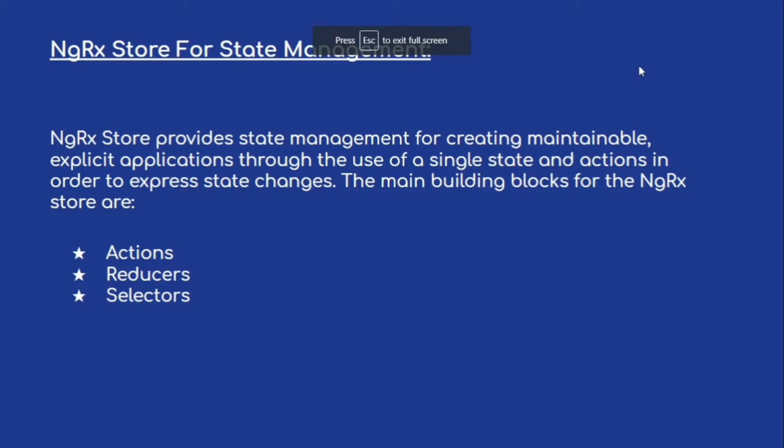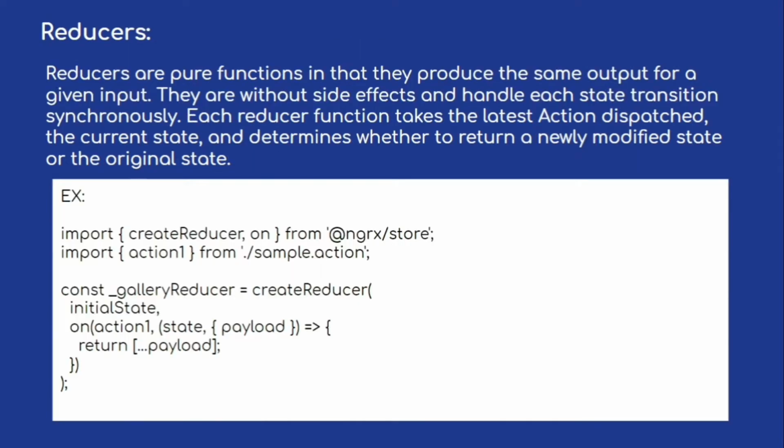After actions, the next thing is reducers. So what are reducers? Reducers are pure functions in that they produce the same output for a given input. The definition of a pure function in JavaScript is that whatever input we give, it will return the same output. It won't change the existing object; it will generate a new object and return it. So they are without side effects and handle each state transition. Side effects means they won't change the existing object state.